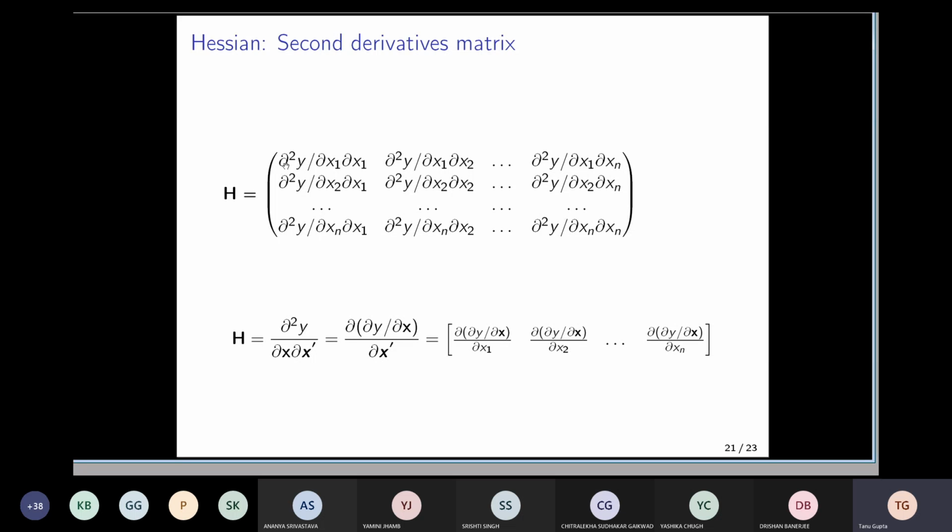So what is this first row? This first row is nothing but we are differentiating del y by del x1 with each element of x. Similarly, what is the second row? The second row is nothing but we are differentiating del y by del x2 with respect to each element of vector x. Similarly, this nth row is nothing but we are differentiating del y by del xn with respect to each element of x.